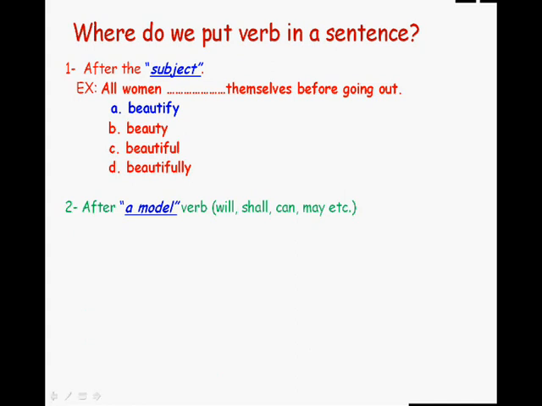The second option is when we put a verb after a modal verb. Okay? So we have here examples of modal verbs like will, shall, can, may. Of course, we have might. We have could, we have would, all the modal verbs. So we put the verb after a modal verb.